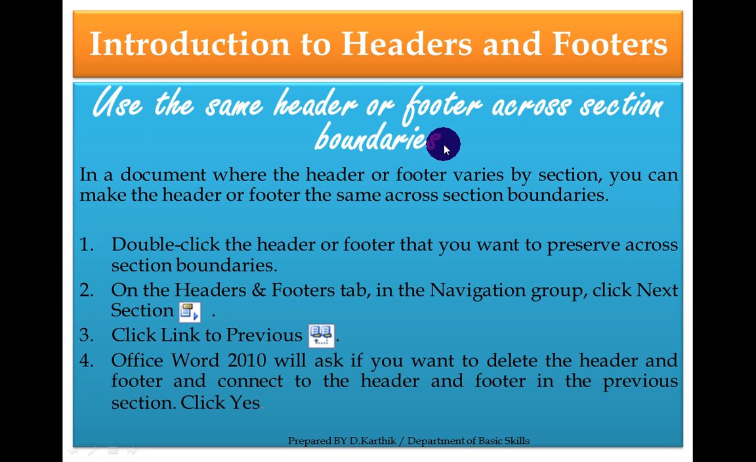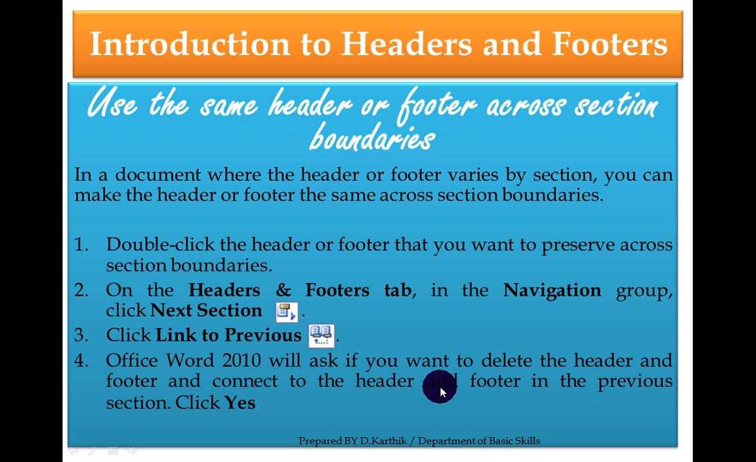Use the same header and footer across section boundaries. In a document where the header and footer vary by section, you can make the header and footer the same across section boundaries. Double-click the header or footer that you want to preserve across section boundaries. On the Header and Footer tab, in the Navigation group, click Link to Previous. Office Word will ask if you want to delete the header and footer content in the previous section.